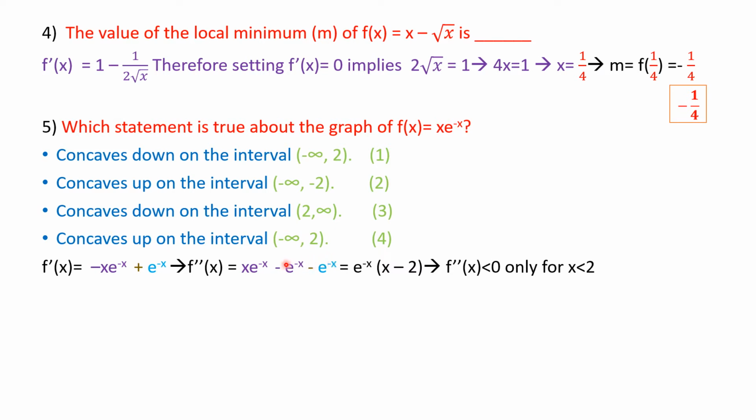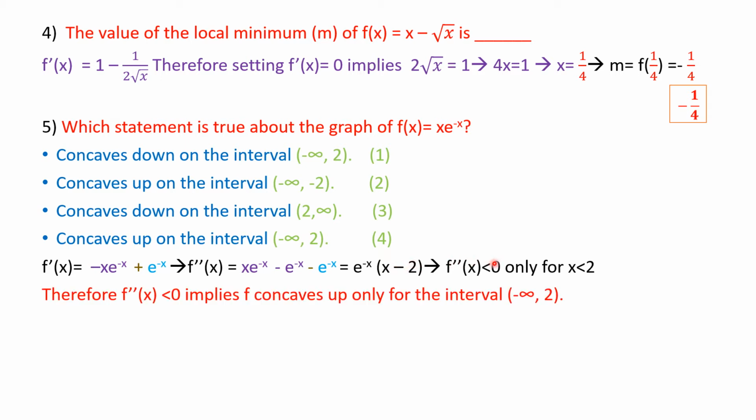We can factor out e to the negative x. We will be having e to the negative x multiplied by x minus 2. This implies that f double prime of x is less than 0 only for x less than 2, because when x is less than 2, we're going to get a negative value for f double prime. And this is the only way. Anything greater than 2 is going to give us a positive value. But we're looking at the negative value here.